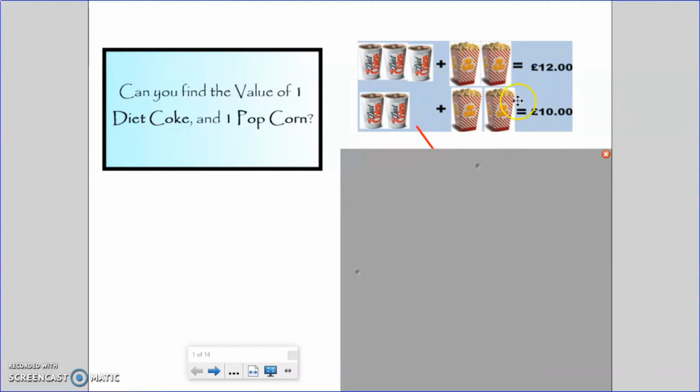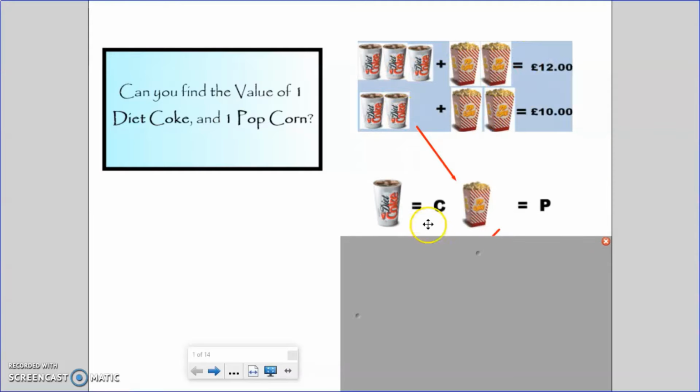If we have a look up here at the visual question, you can see we have 3 Diet Cokes adding to 2 popcorns, totaling a price of £12. We also have 2 Diet Cokes adding to 2 popcorns, which gives us a total price of £10. This is sort of a visual representation of a simultaneous equation.